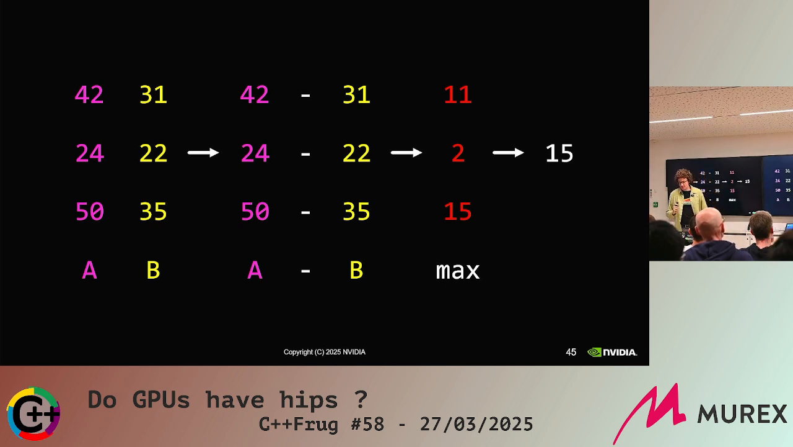So let's look at another example that kind of combines all these ideas together. Suppose that we have two vectors of the same length, a and b, and we want to calculate the maximum difference between corresponding elements of each vector. We can do this by first calculating the difference between each two pairs of elements, and then doing a max reduction of those differences.